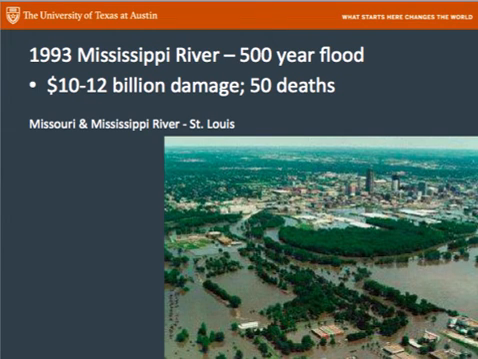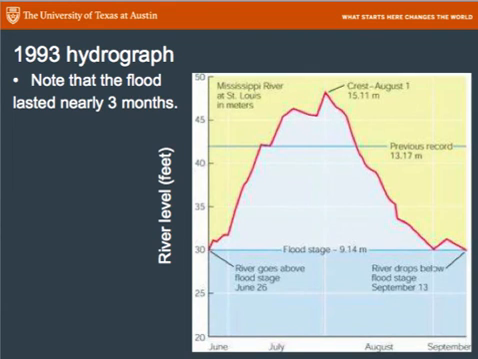This is the Mississippi River in 1993, a flood that was deemed a 500-year flood. There was about $10 to $12 billion worth of damage in that flood and 50 deaths. And this is a hydrograph of that flood. So look at the flood stage in this particular location in St. Louis, where the flood stage of the river is 9.14 meters above base level, and it stayed flooded from June all the way until September.